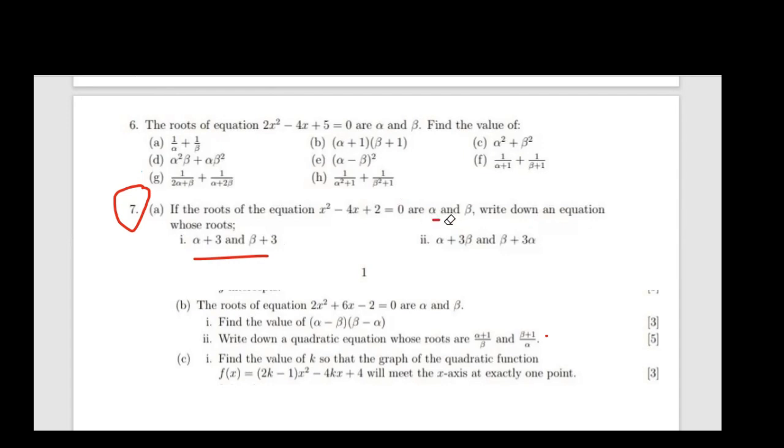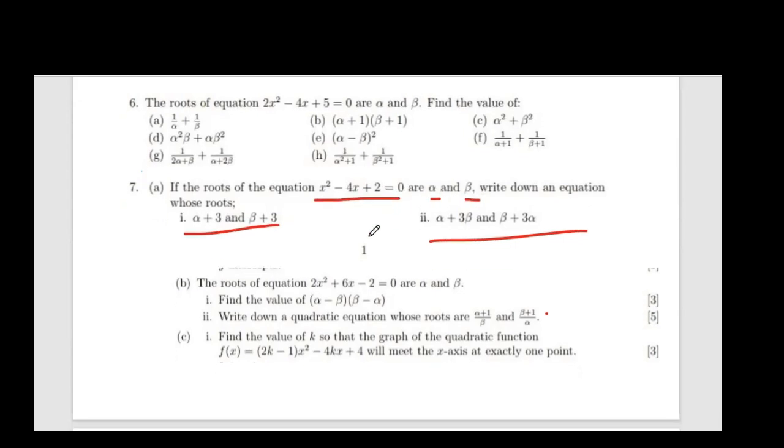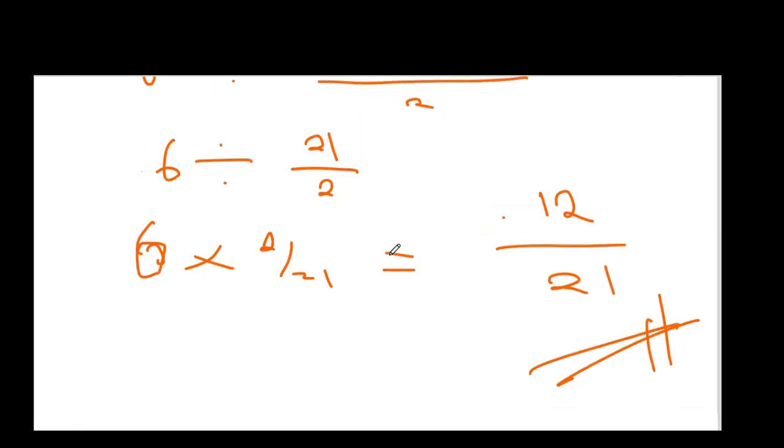Okay, so here on question 7, we are finding a new equation from the given roots. Okay, we're finding a new equation from the given roots. So what do we have there? We have these as our roots, and then this is our equation. It has alpha and beta as our roots. Okay, so I'm going to write that equation. So x squared minus 4x plus 2 is equal to 0. Okay, this is my equation, and it has roots alpha and beta.